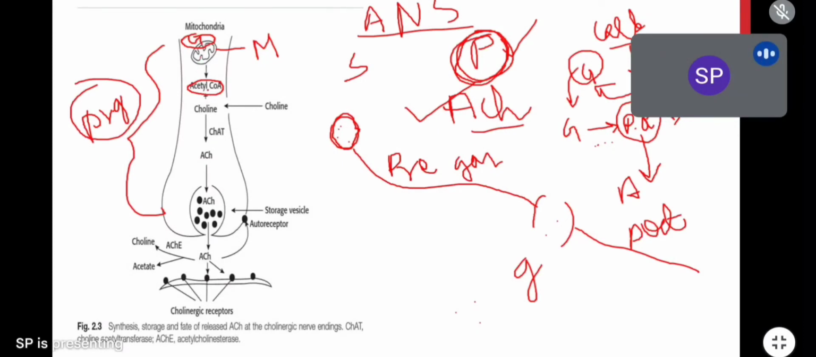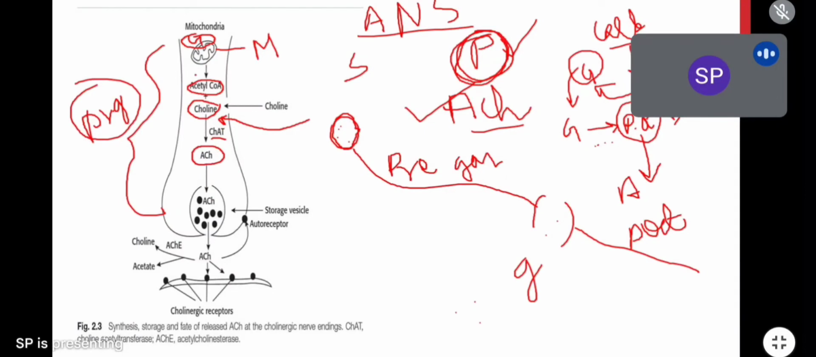This acetyl-CoA will interact with choline. Choline is a type of amino acid. Choline is a dietary product. Choline comes from the extracellular matrix, and from there it will be directly diffused into the cell. Choline interacts with acetyl-CoA and synthesizes acetylcholine with the help of choline acetyltransferase, which we call ChAT. Choline acetyltransferase converts acetyl-CoA and choline into acetylcholine.